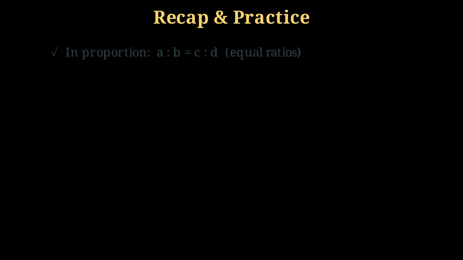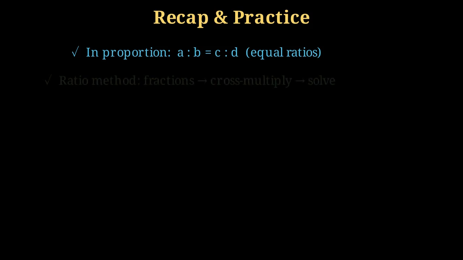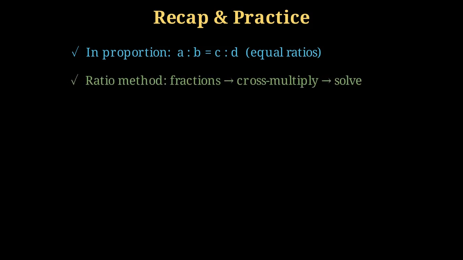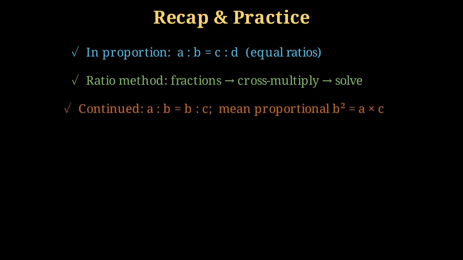4 numbers are in proportion when their two ratios are equal, a to b equals c to d. To find any missing value, use the ratio method. Write the ratios as equal fractions, cross multiply, and solve. And in a continued proportion, first to second equals second to third, the middle number is the mean proportional, and its square equals the product of the outer two.